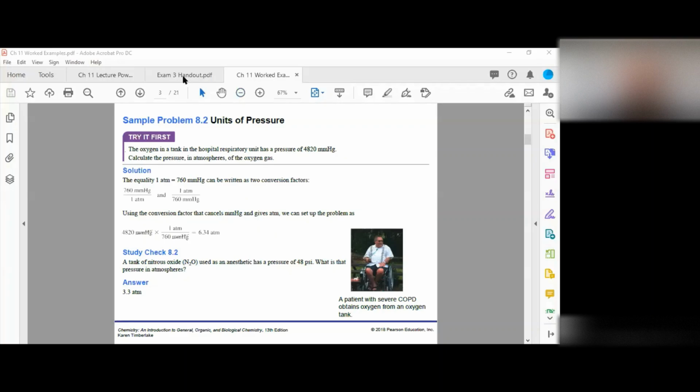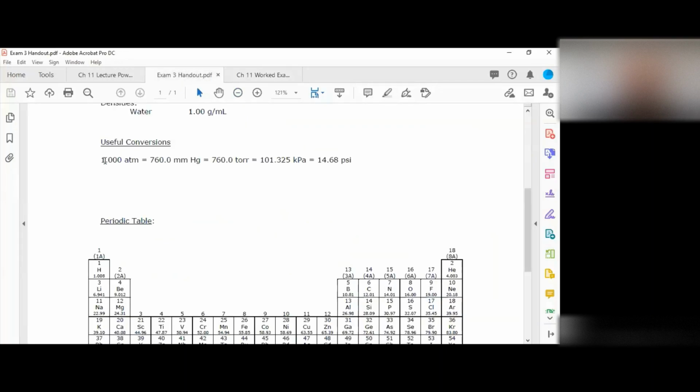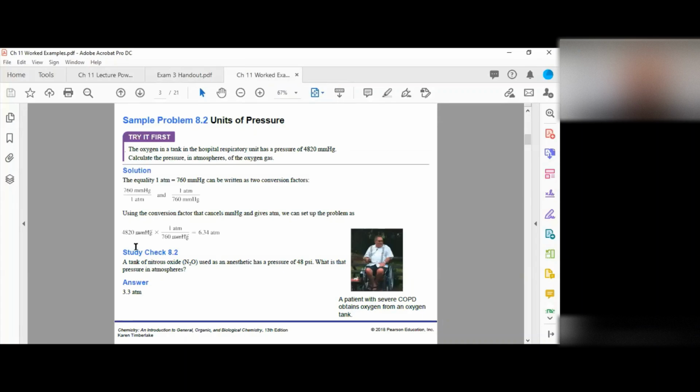So you have a conversion factor that is already listed in the exam handout. It says 1 atmosphere equals 760 millimeter mercury. So all you need to do is start with what's given, 4,820 millimeter mercury, and then multiply it by a conversion factor. The conversion factor has to be set in a way that will allow you to cancel out the millimeter mercury. So that's why you need to write 1 atmosphere over 760. You do the math, you know already that you have 3 sig fig, so your final answer should have 3 sig fig. That's how simple it is to ask a question when it comes to unit conversion of the property of pressure.